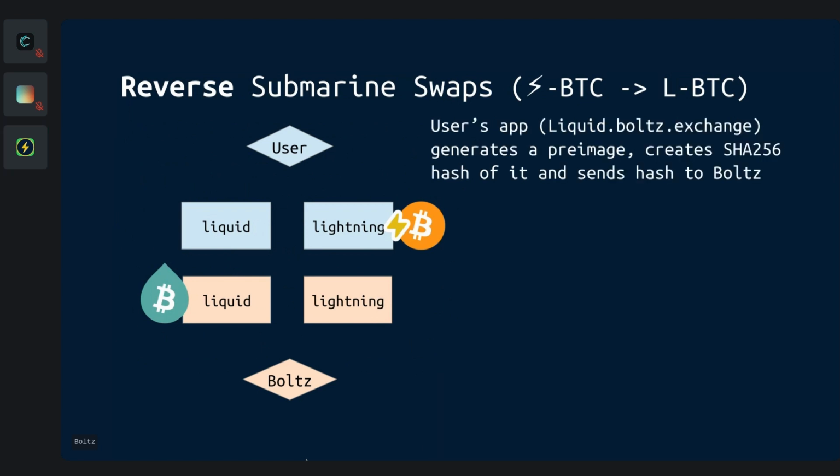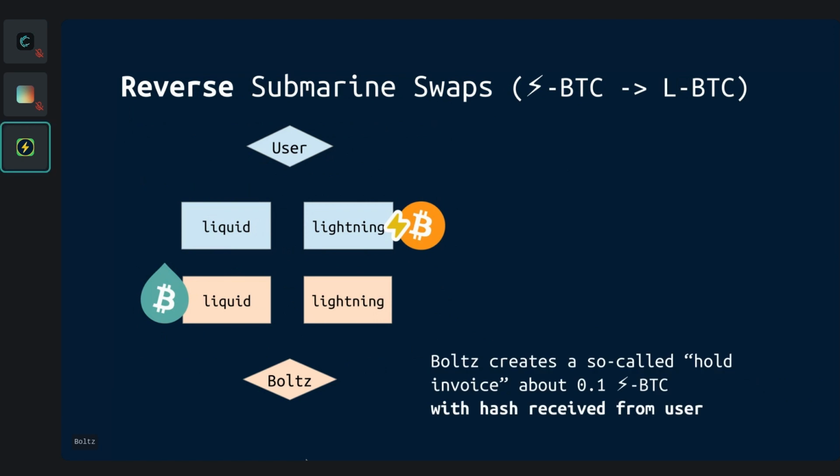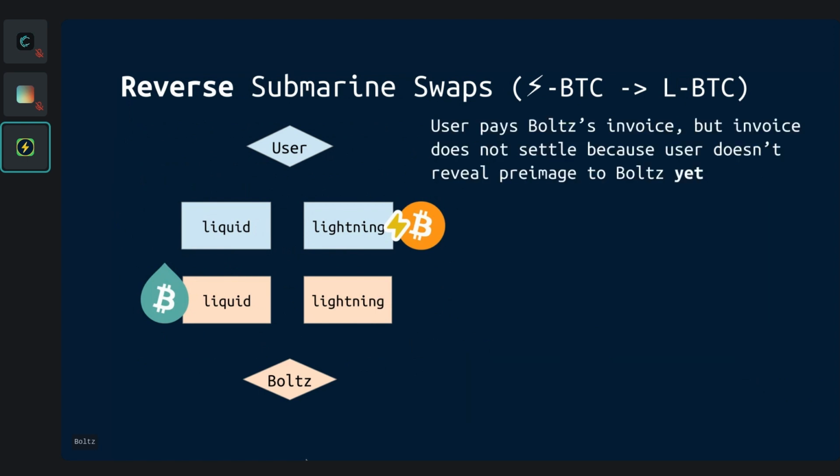So the user, or rather the app that the user uses, starts by generating a pre-image internally, hashing it with a SHA-256 hash, and sending that hash over to Boltz, to us. And Boltz takes that hash and uses it to create a so-called hold invoice about the 0.1 Lightning Bitcoin that it wants to receive from the user, using the hash that the user previously sent over. If you're going through the flow on our website, you do not notice any of that, that the web app is sending hashes. This is all happening under the hood.